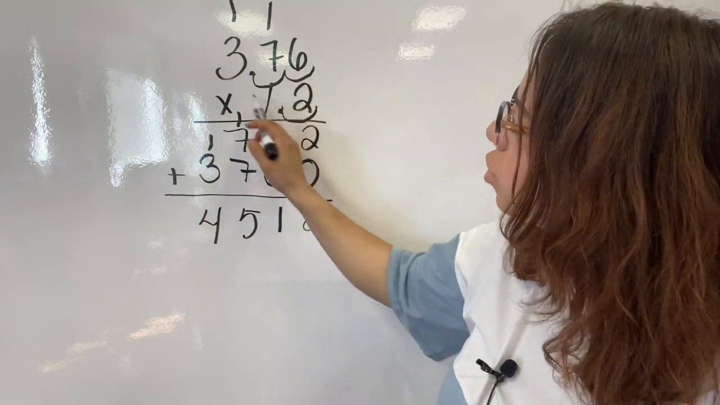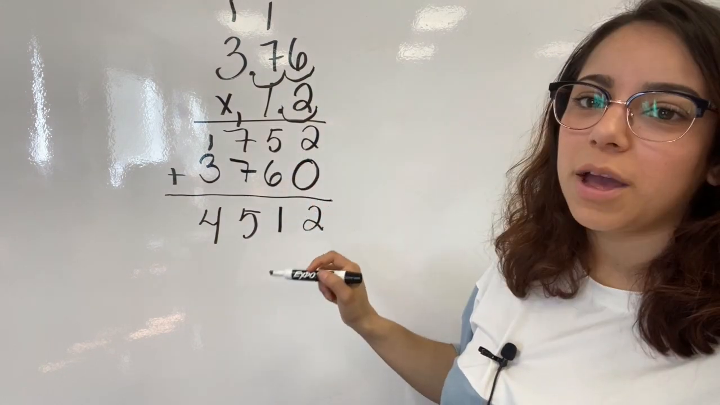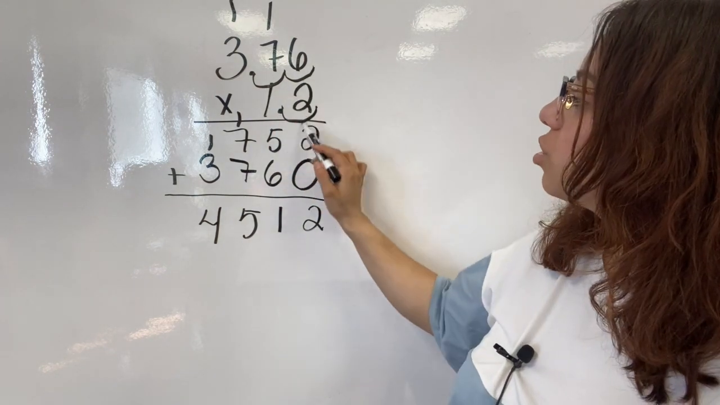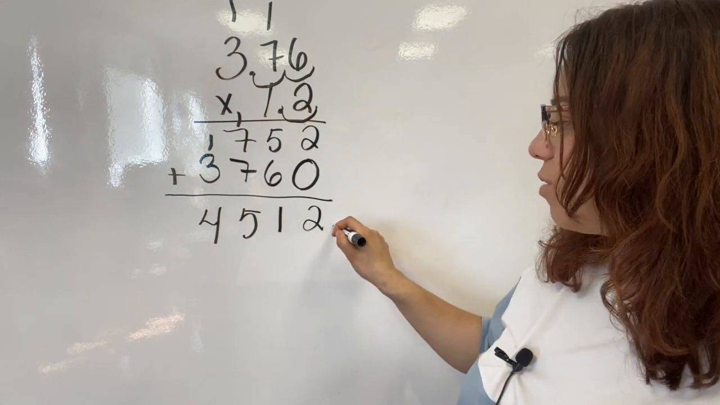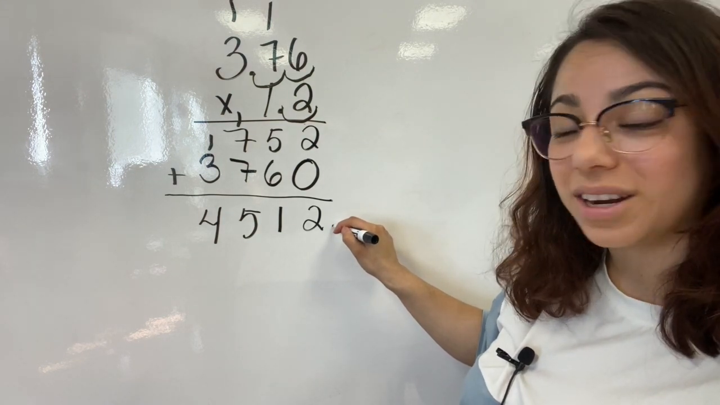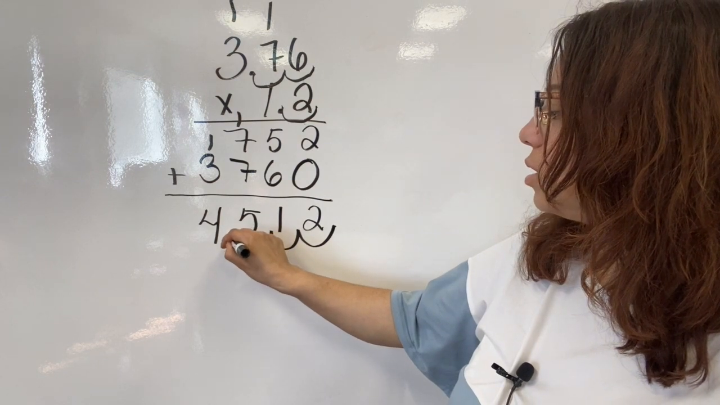I like to do loops, so that way they can see how many loops they have. So here we can count 1, 2, 3. So we're going to start over here in our answer, and we're going to count 3 places. 1, 2, 3.